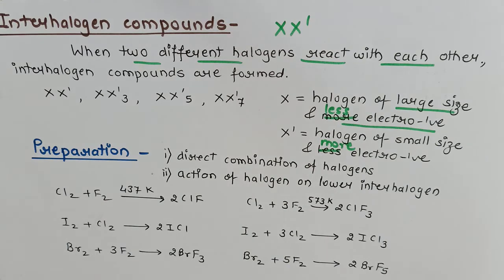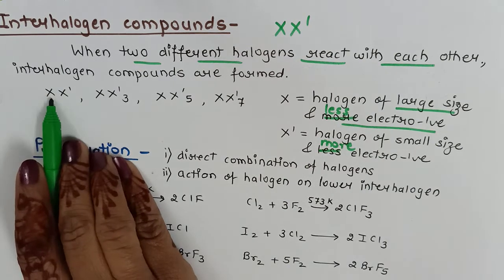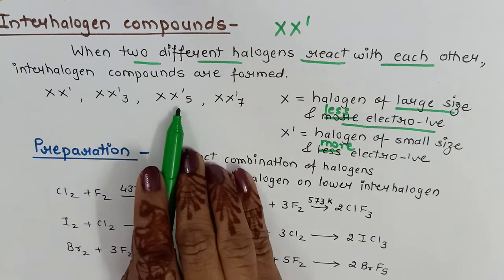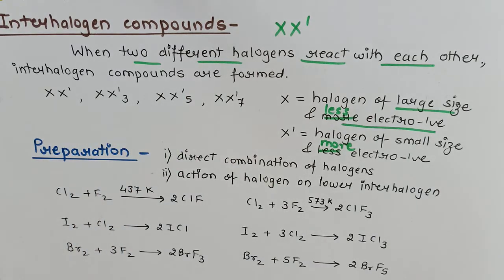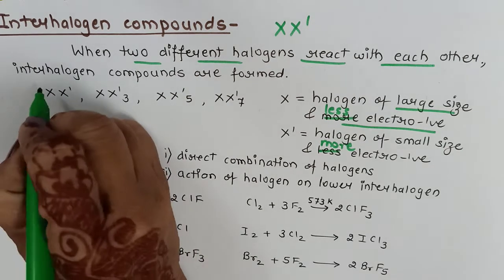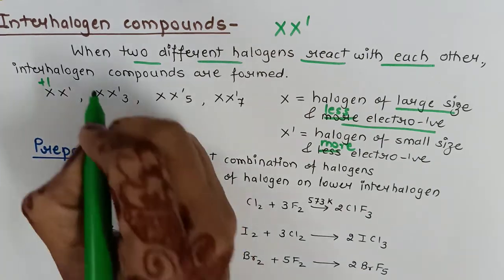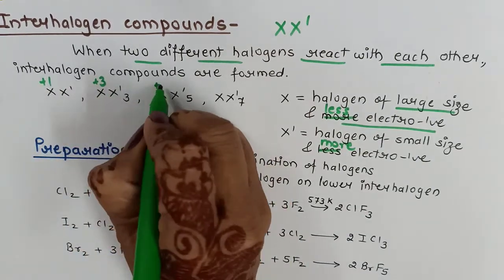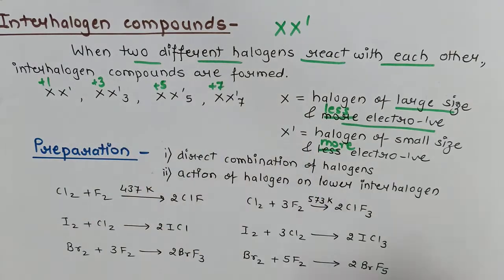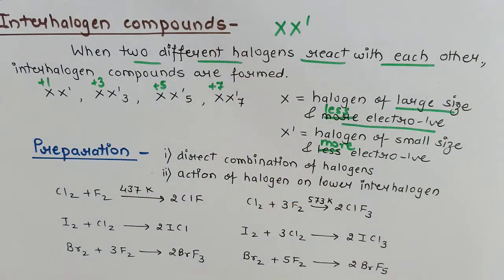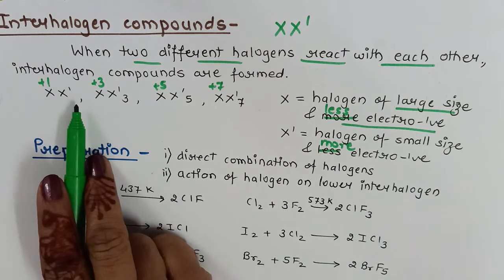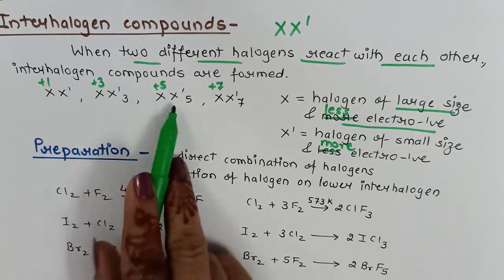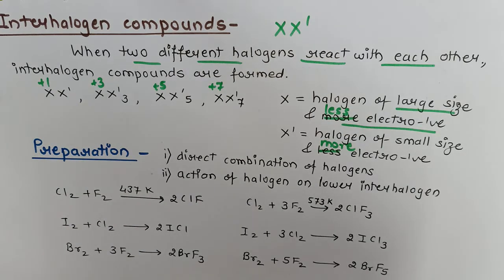Now interhalogen compounds can be of four types: XX', XX'3, XX'5 and XX'7. These are formed in different oxidation states. For example, in the first one, X will have +1 oxidation state, in the second one +3, similarly +5 and +7. So the one which is less electronegative, or more electropositive, will have a positive oxidation state, and it will be in either +1, +3, +5 or +7 oxidation state.